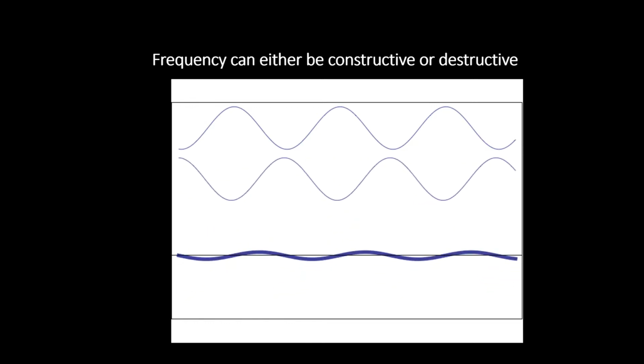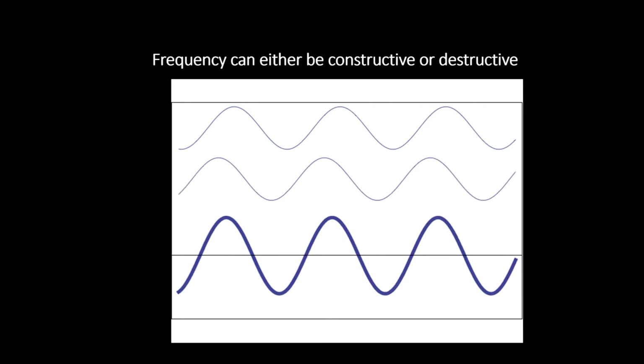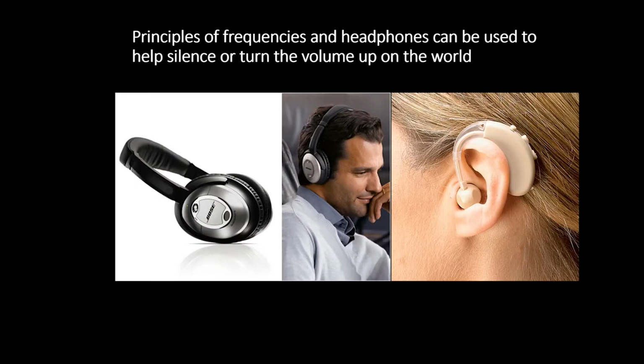If they are out of alignment, they will cancel out. This is called destructive interference. Engineers use constructive interference to amplify sounds for hearing aids and destructive interference to quiet sounds in noise-canceling headphones.